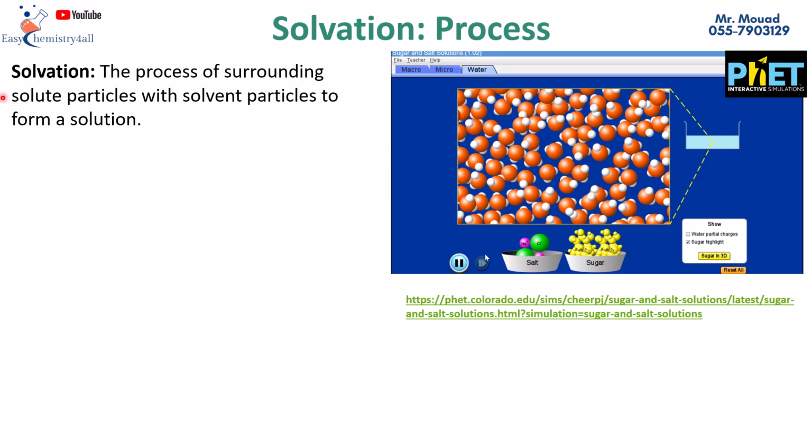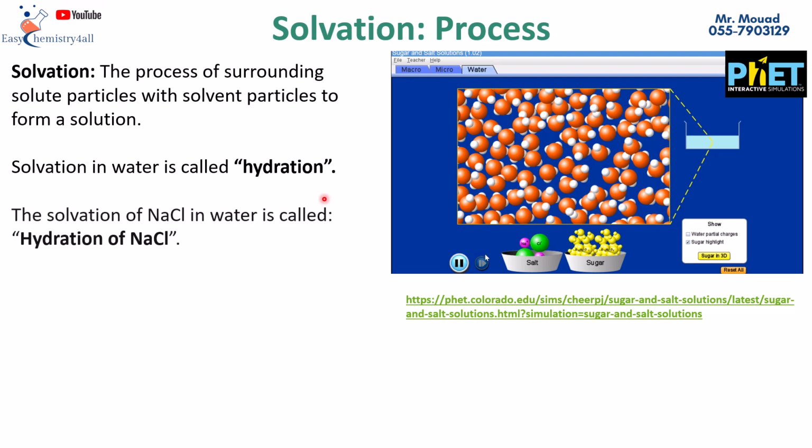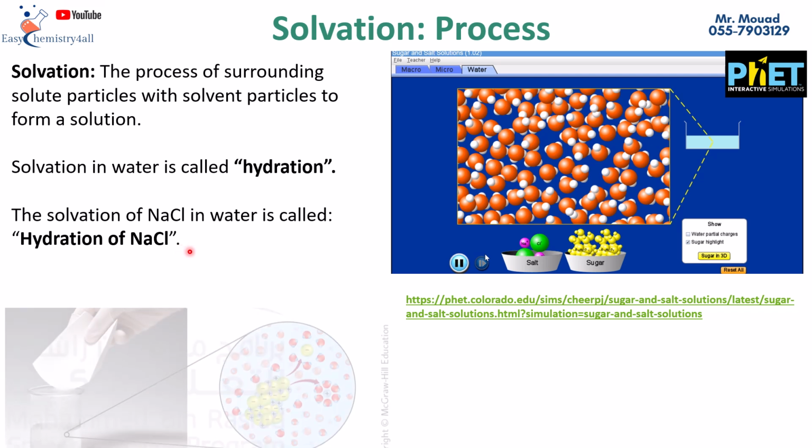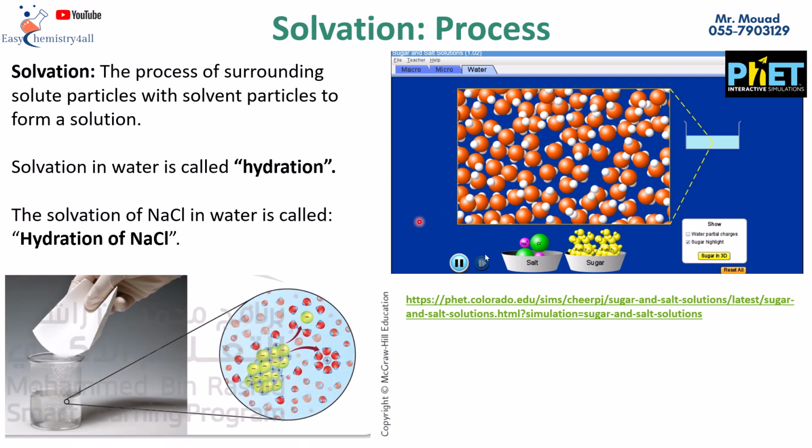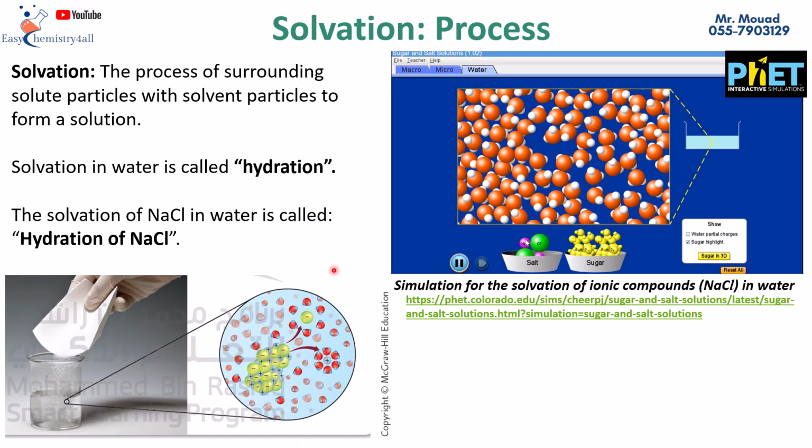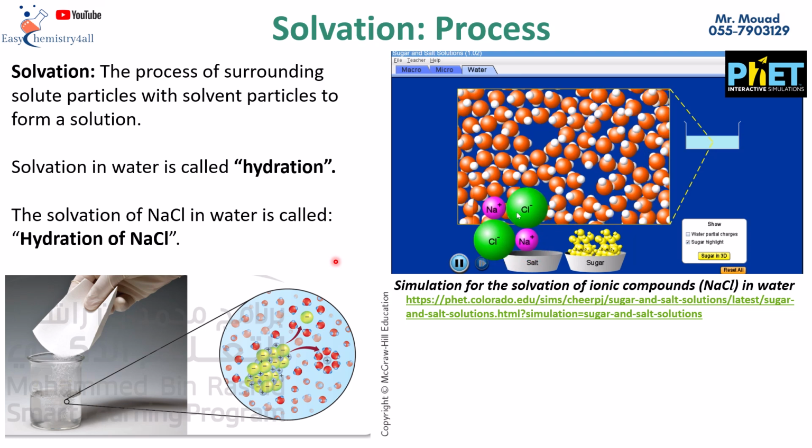As we have covered previously in the keywords section, solvation is the process of surrounding solute particles with solvent particles to form a solution. And when solvation occurs in water, it is called hydration. The solvation of NaCl in water is called hydration of NaCl. But how does the surrounding occur at the atomic level? Let's watch this simulation for the solvation of NaCl in water.